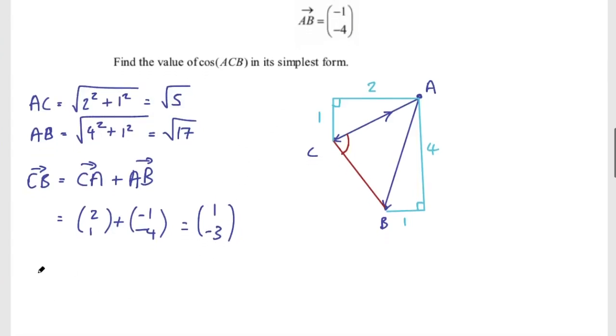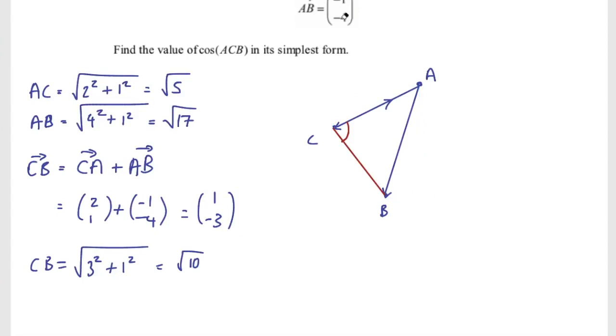And so now I can find the length of CB, which will be the square root of 3 squared plus 1 squared, which is 9 plus 1, which is the square root of 10. So now I have all the lengths of this triangle.